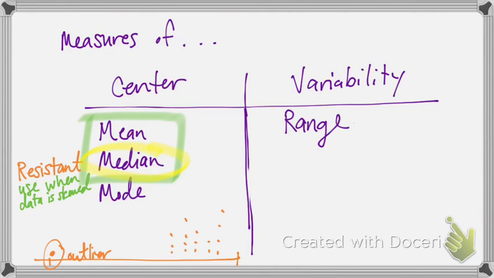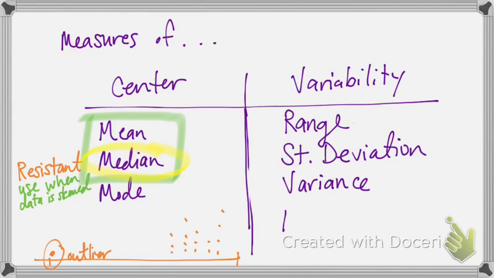But the reason I say that is because I guarantee you this shows up every year. There will be a question that says, why should you report the median instead of the mean? You say it's resistant and you have skewed data. So, measures of variability: we have range, standard deviation, variance, and IQR.